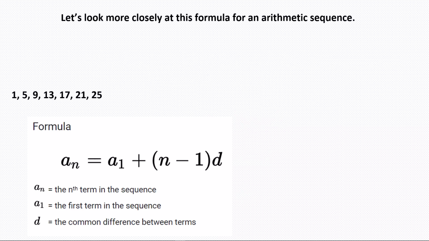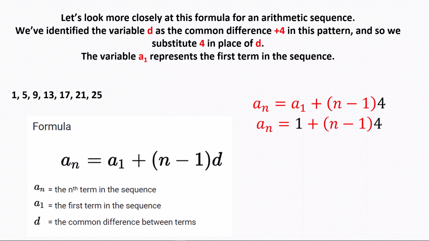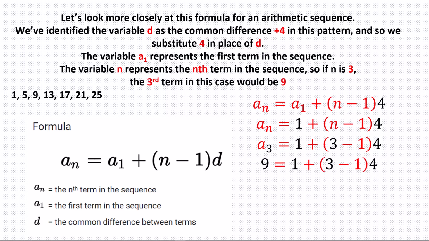Let's look more closely at this formula for an arithmetic sequence. We've identified the variable d as the common difference +4 in this pattern, and so we substitute 4 in place of d. The variable a sub 1 represents the first term in the sequence. The variable n represents the nth term in the sequence, so if n is 3, the third term in this case would be 9. We work out the expression on the right side. 1 plus 3 minus 1 times 4 becomes 1 plus 2 times 4, or 1 plus 8, which is 9, and the formula works out.